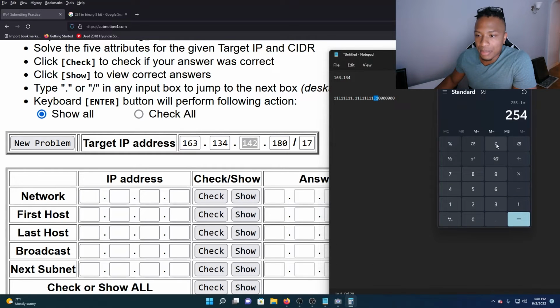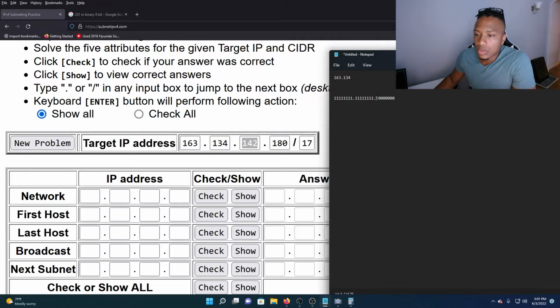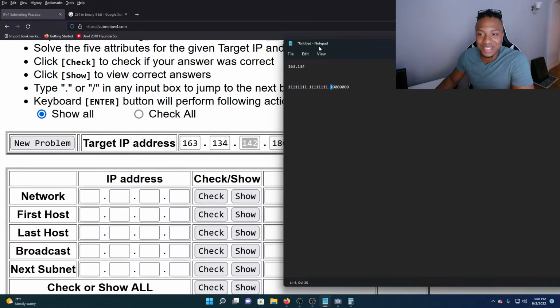Remember, we got to find the magic number. 1, 2, 3, 4, 5, 6, 7. So the magic number here is the last one. This is going to be 128. And if you remember, 1, 2, 4, 8, 16, 32, 64, 128. If you do not know your binary, please look up a binary video. One day I'll make one.